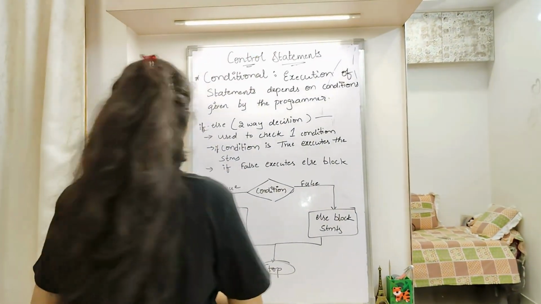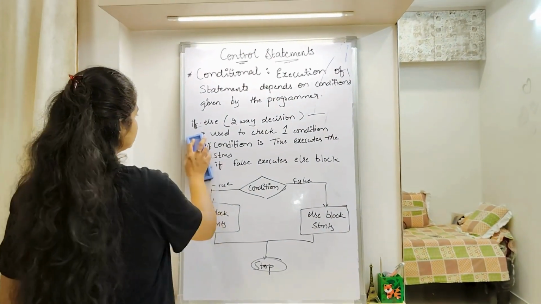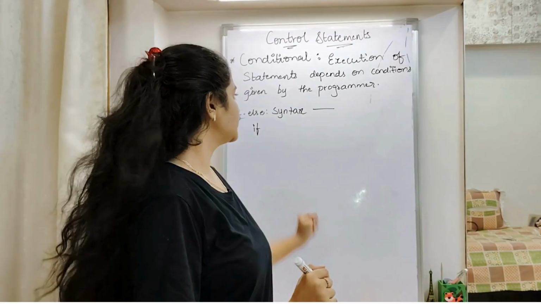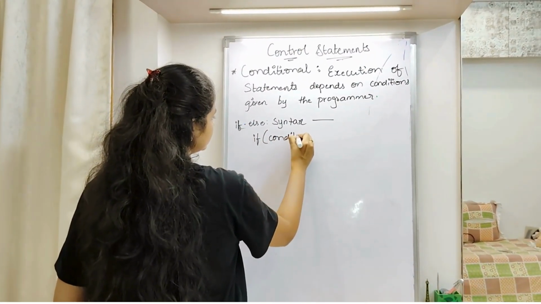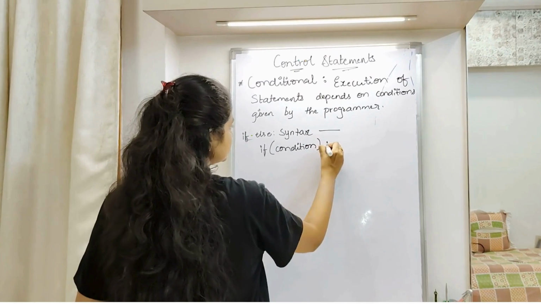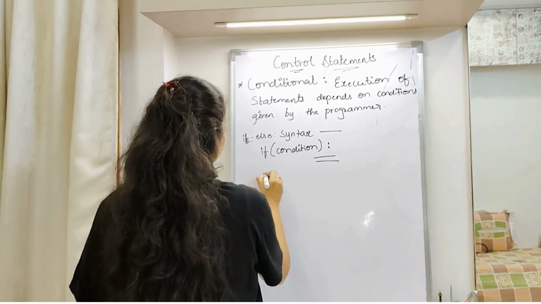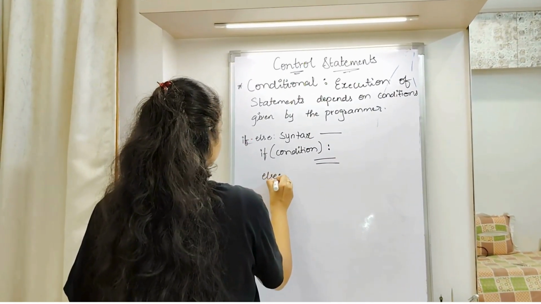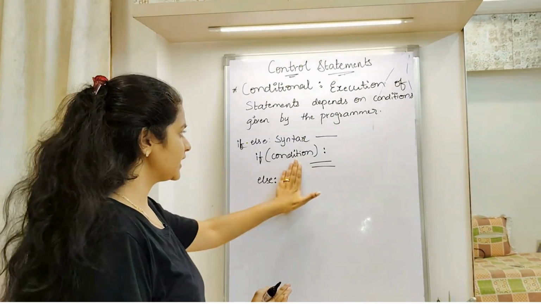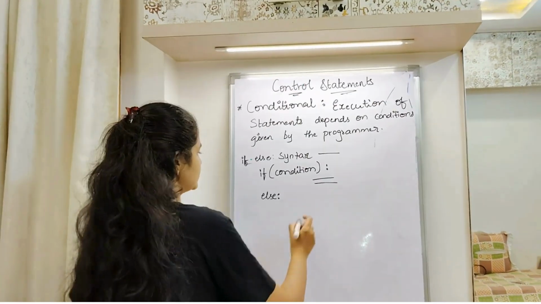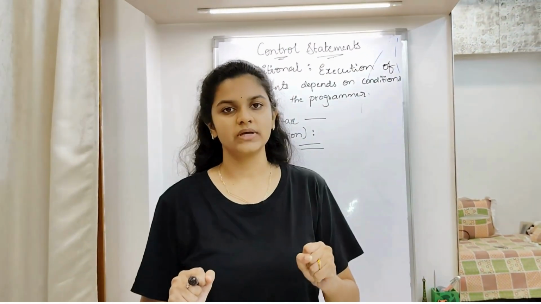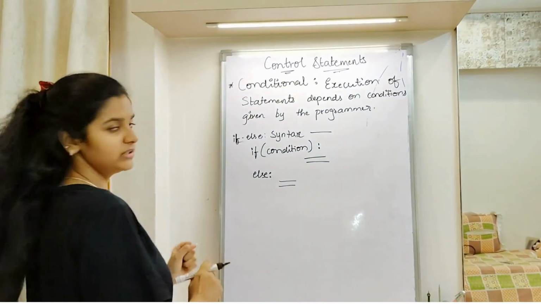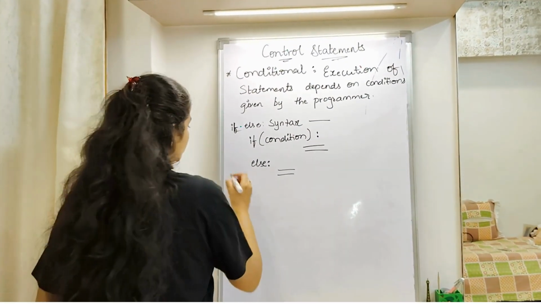Now let's see the syntax. So if condition, colon, you write inside, else. Here no condition will be there. If the condition is false, it will execute the else. So only one block of statements will be executed. Here I will give an example, and you will get a better understanding of it.